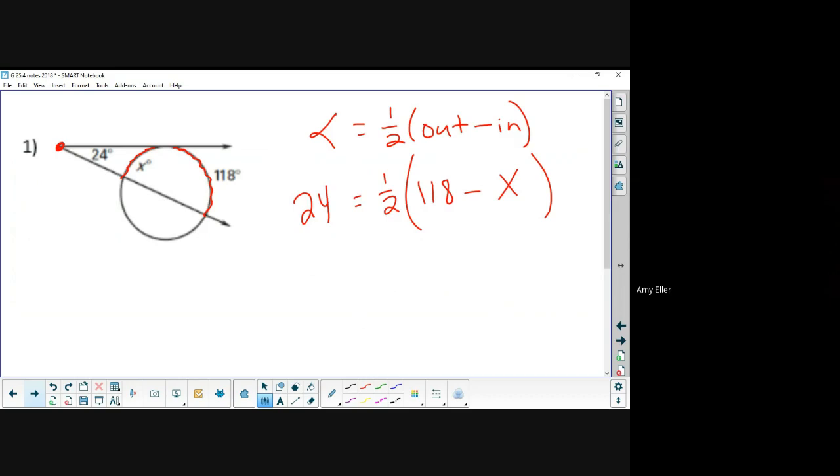We've talked in other lessons about how you could distribute a half if you want. I think we're in a good habit of just getting rid of the half by multiplying both sides by 2. So let's continue that since we've been doing that in our other lessons. Multiply both sides by 2.